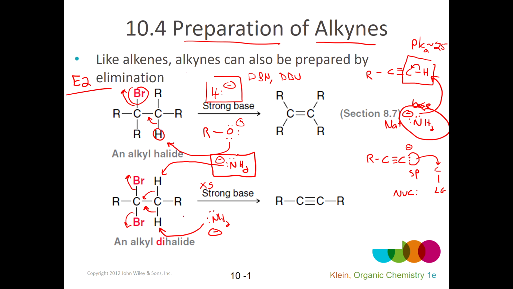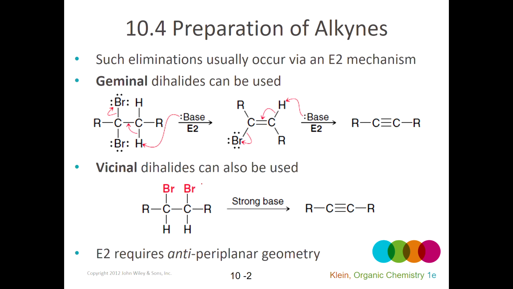Assuming we're using a strong base, it starts the process off. You don't have to worry about forming any unstable carbocations. And that's probably the main way you want to think about trying to make alkynes.